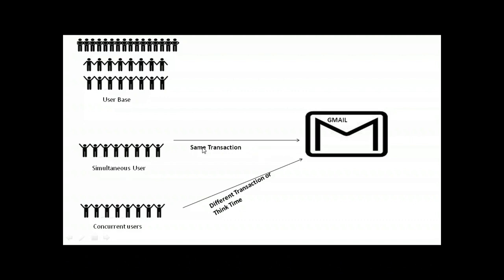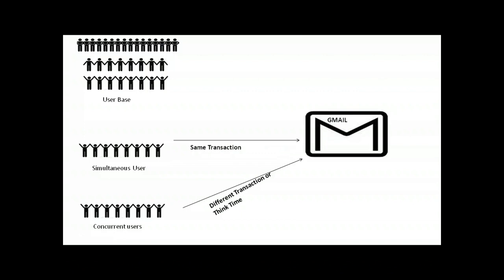Simultaneous users means they are doing the same transaction. I know at this point of time you don't understand the term transaction because I haven't introduced it. So let me use the term same functionality. Some of you don't know what a transaction is, but to explain this I need the term, so I have put it over there. So simultaneous users are the users who are doing the same functionality.